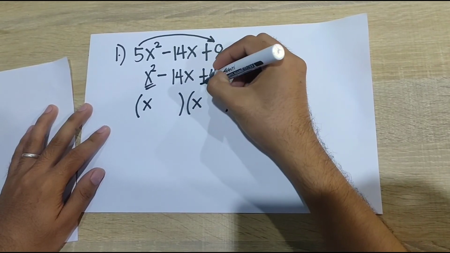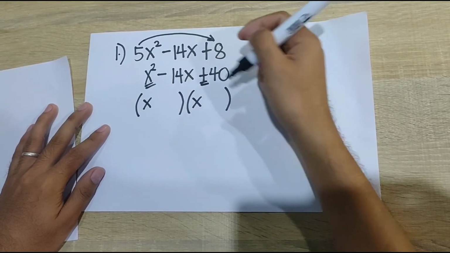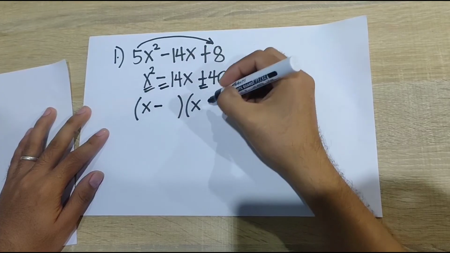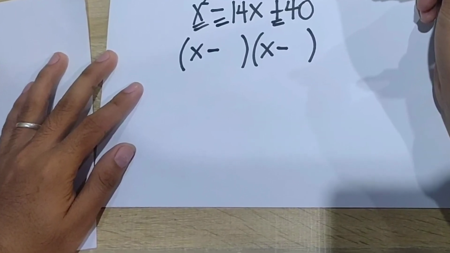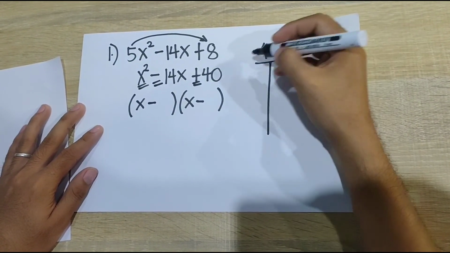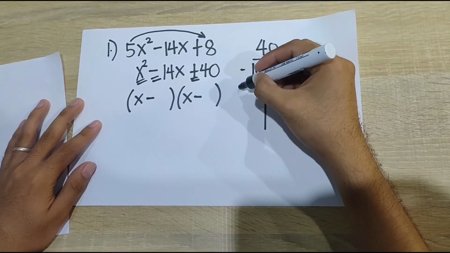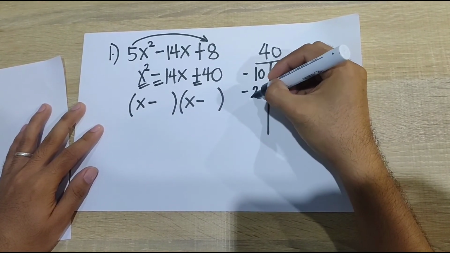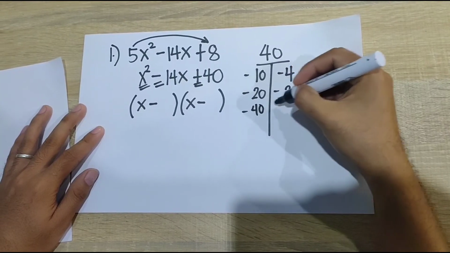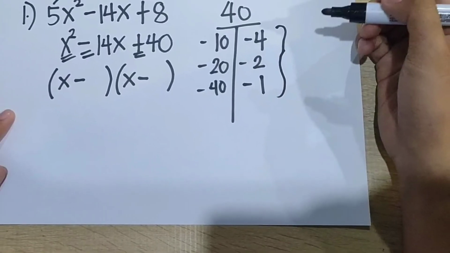But take note of this. If the last term is positive, automatically the signs of the two factors are the same. And since the middle term is negative, both signs of our factors will be negative. Now, let's proceed to listing the factors of 40. We take the same negative sign. That's negative 10 times negative 4. We also have negative 20 and negative 2, and lastly, negative 40 and negative 1. All of these will give us positive 40.